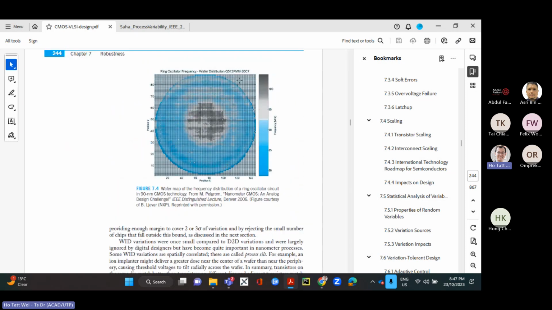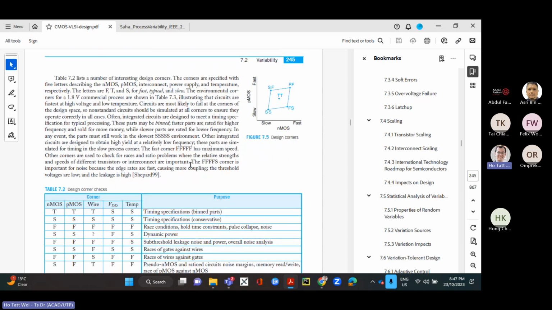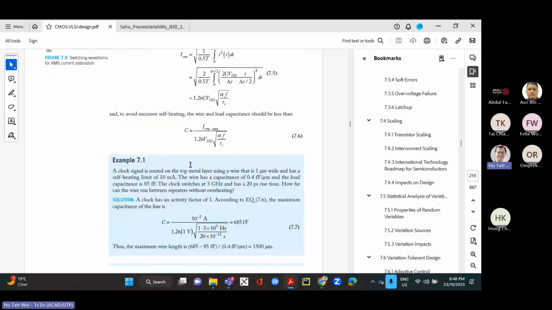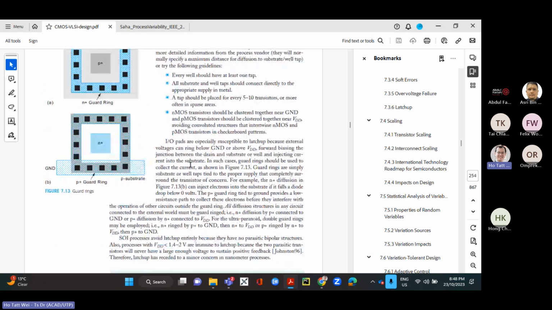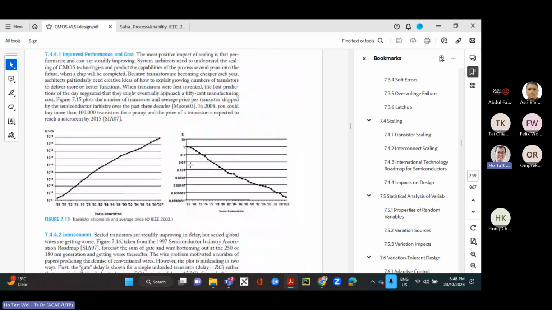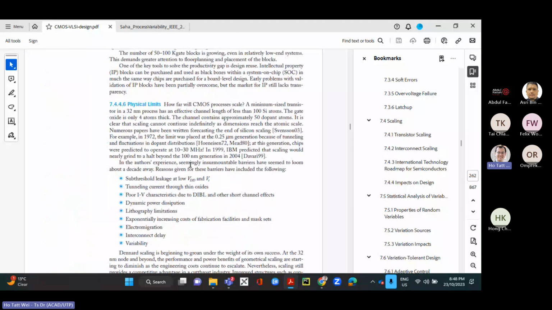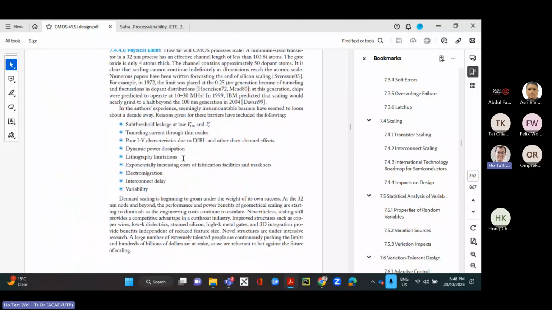But this is within wafer. Now we're talking about within die, within the same chip itself. There is variation. Okay, so now we talk about this variation. Where does this variation come from? What causes this variation?